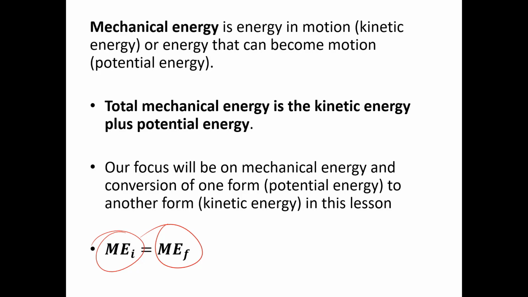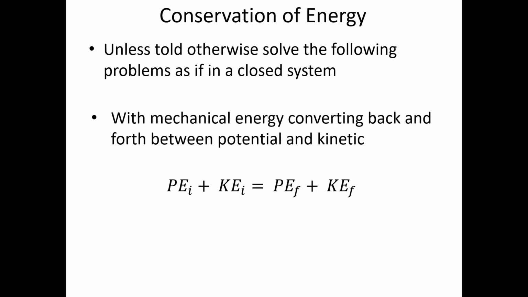Mechanical energy is energy in motion, which is kinetic, or that can become motion, which is potential. So all the potential energy and all the kinetic energy together is called mechanical energy. That's what this is saying right here. And we're just going to focus on the transfer between kinetic and potential. We're going to have initial and final states in the scenarios. This will be the beginning right here, and this is going to be the end over here. So we'll be setting up systems, and right now, going with conservation of energy: everything before equals everything after.